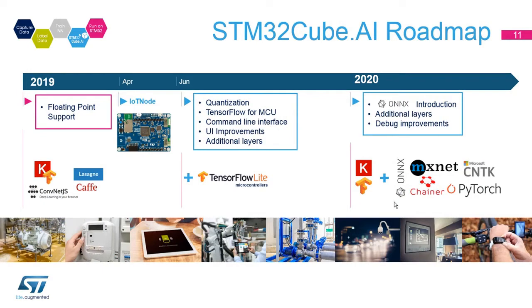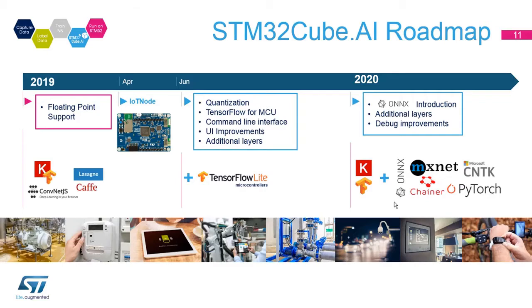So in terms of roadmap, today we support some neural networks from the market, with floating point support. We offer different hardware for data collection. We will add more features like TensorFlow Lite support and some new features with quantization, for example. Next year will come the ONNX support and some other features. So you see we have a complete roadmap in terms of tools and software implementations.